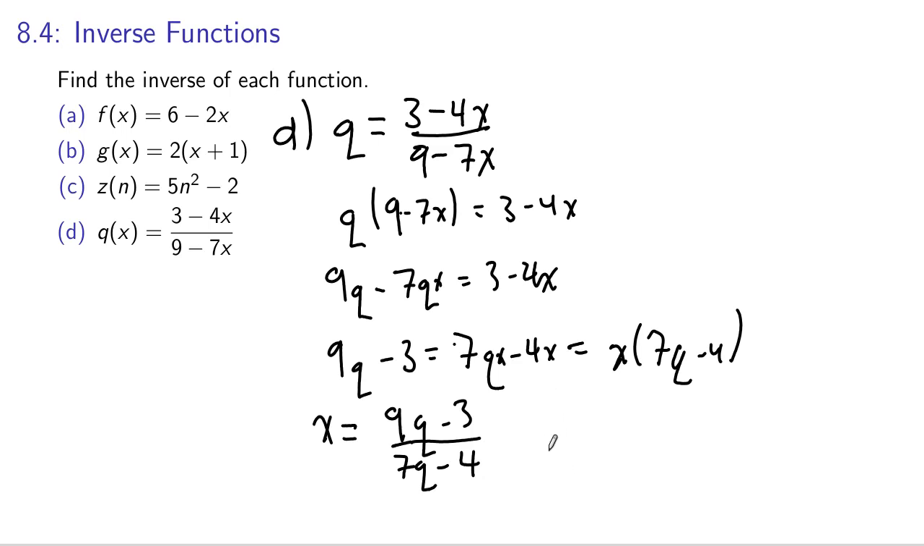So we can then write the inverse function by changing the Q's back into x's. Since I'm going to pick x for my placeholder again, 9x minus 3 over 7x minus 4. And we could plug that in, or we could do the composition and find that this is actually an inverse. But we're not going to do that today.